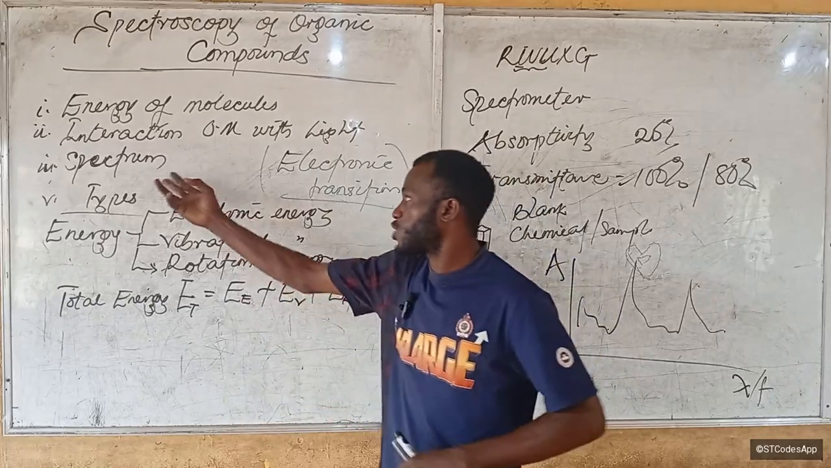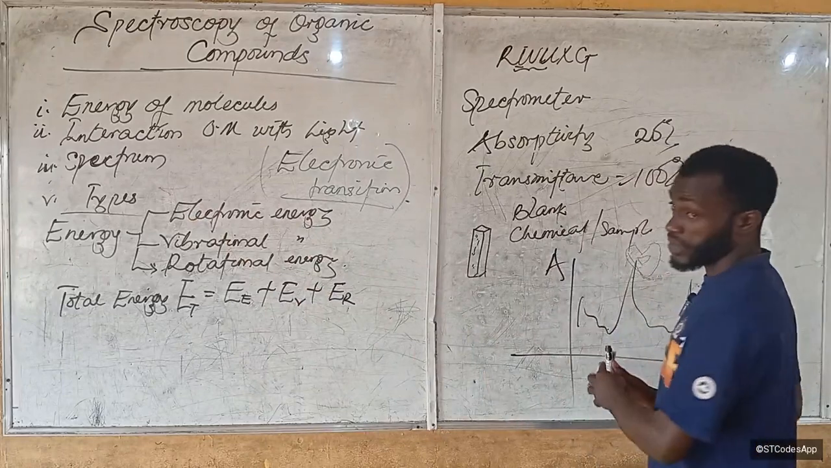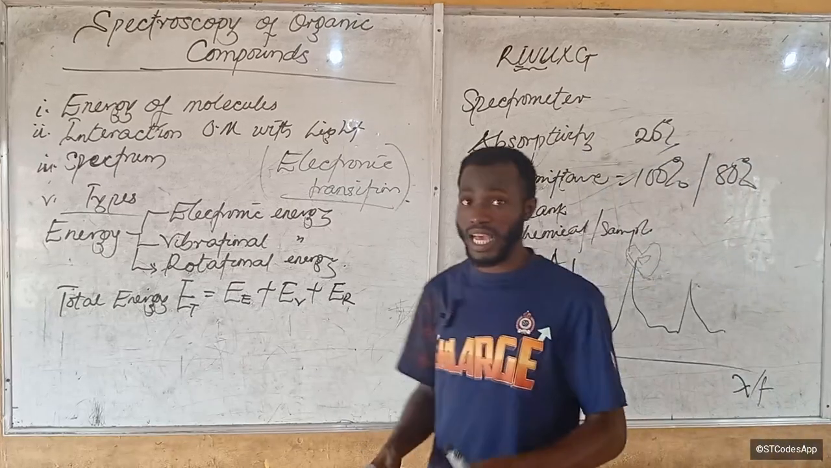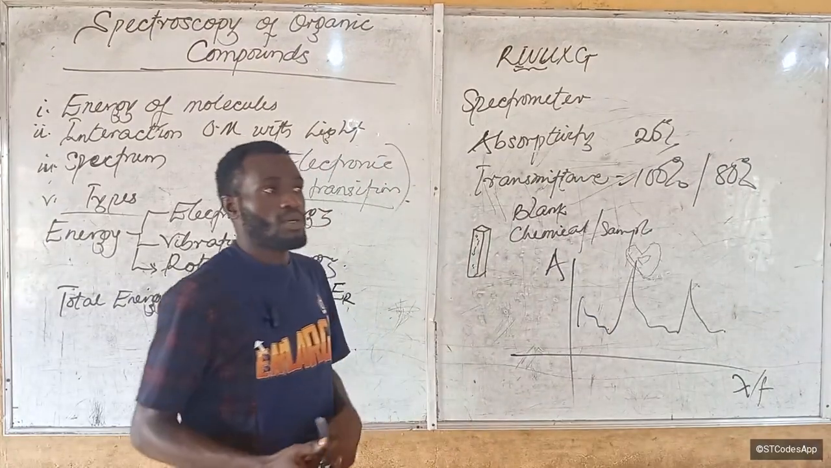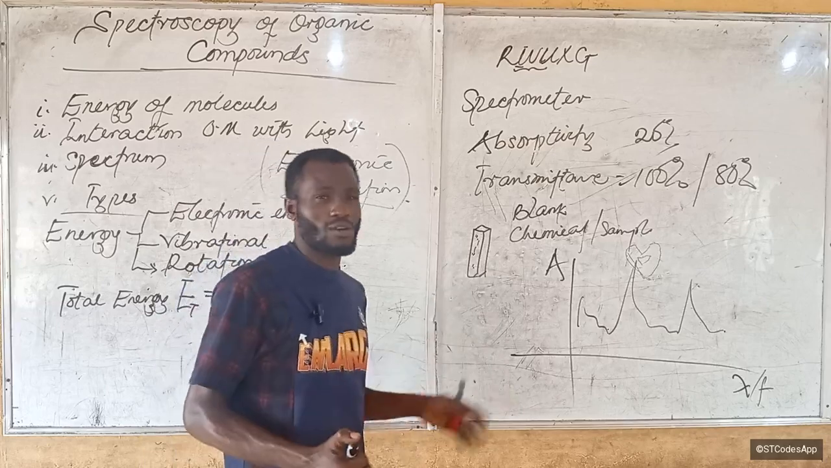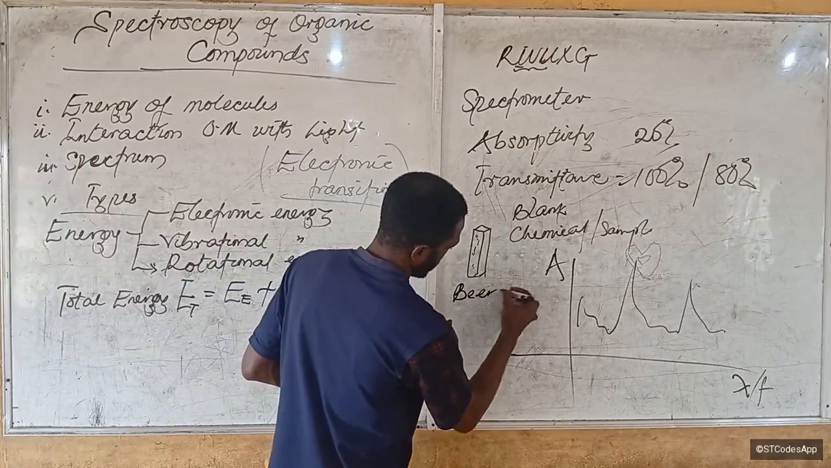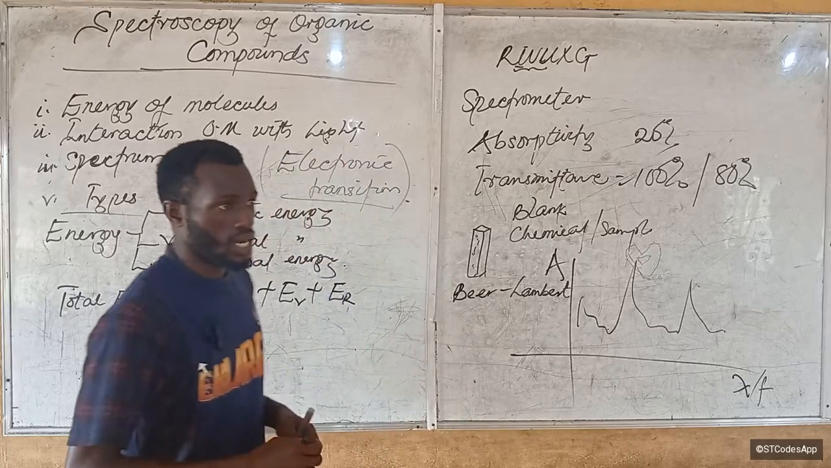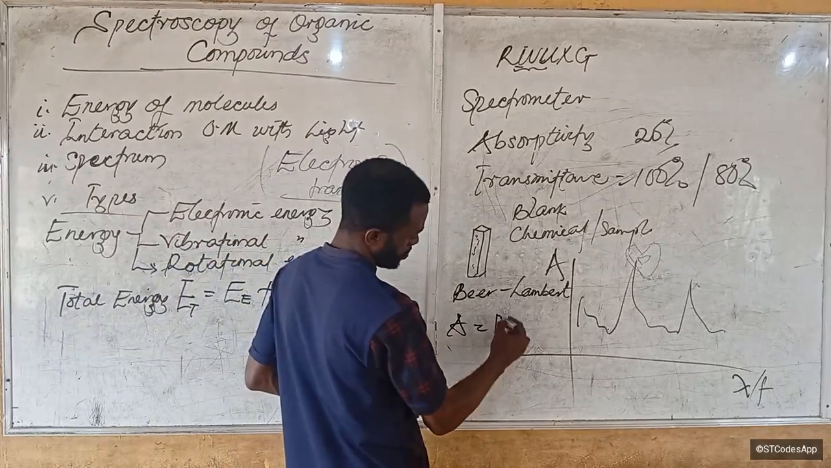Then the spectrum is where the spectroscopy is able to digitally display the relationship between the absorbance and transmittance. Actually, you can now mathematically calculate things, maybe the intensity of the light and all of those things, using what we call the Beer-Lambert's law. Beer-Lambert's law. Okay, I think absorption is equal to B.